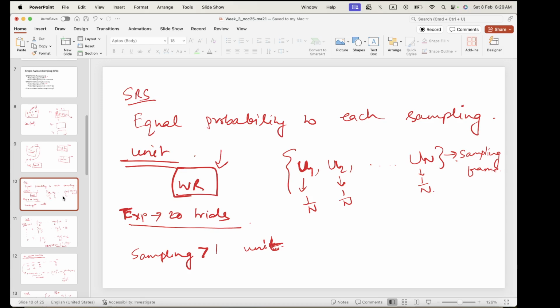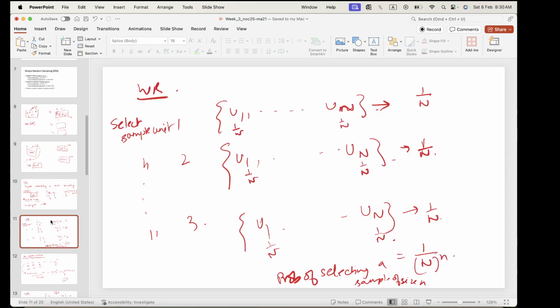Which particular section do you? Yes, slide 11. From after this, equal probability to each sampling unit. Here, this is in case of with replacement. Yes, this is 1/n. That actually is okay.